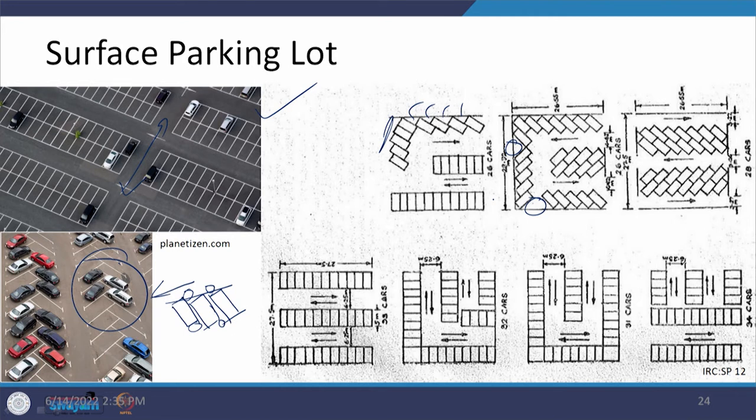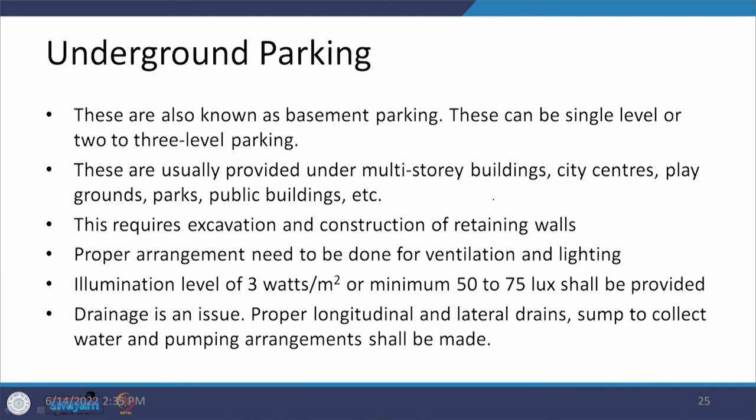If it is not possible, then that is another issue, but you need to look at the various orientations, the various patterns in which the vehicles can come in and be parked. This is an underground parking. Underground parking can be in the basement, a single level parking, a two level parking, or three level, depending on the size of the building at the top of it. Usually they are provided near multi-story buildings or city centers, playground parks, public buildings, etc., because there is a lot of activity in that area and therefore the demand is also there.